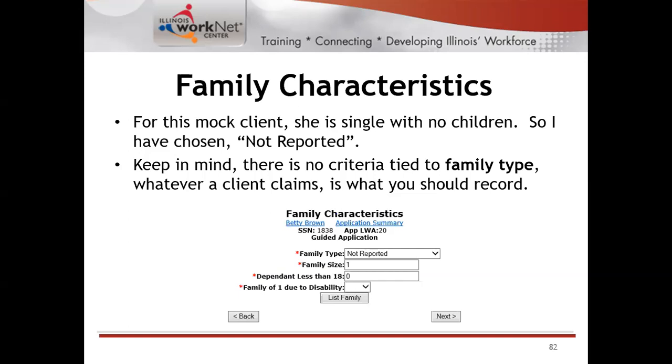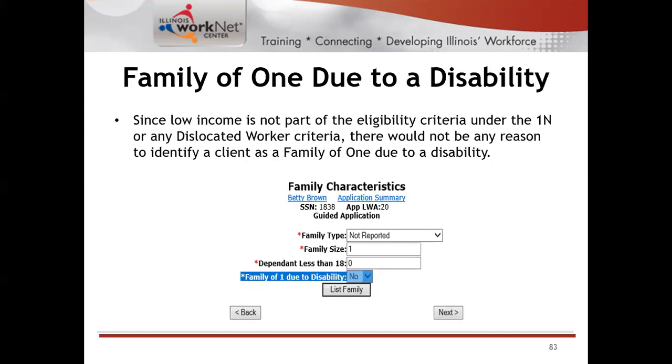It's just a choice that's up there. There's half a dozen choices, and for somebody that's a single person, you either have not reported or not a family. But again, there's no eligibility criteria tied to the family type. And there is no eligibility tied to the family size for dislocated worker or any of the alternative criteria. Where that comes into play traditionally is for income calculations. That's where the family size is really important for the adult title and the youth title.